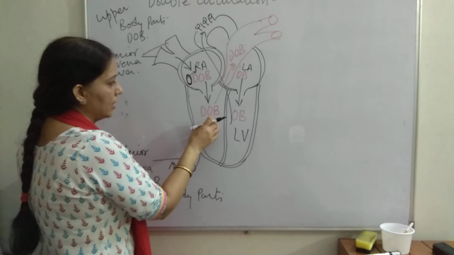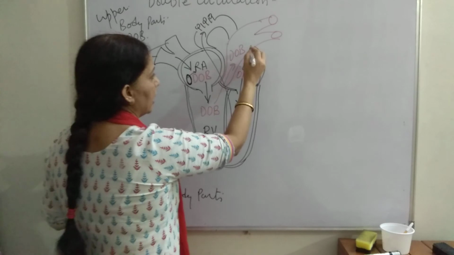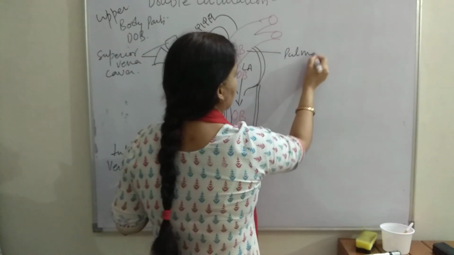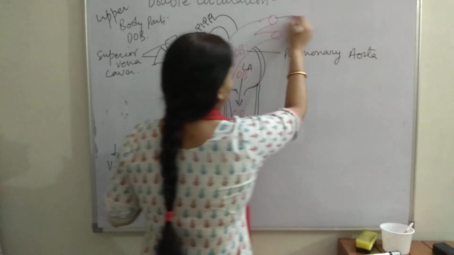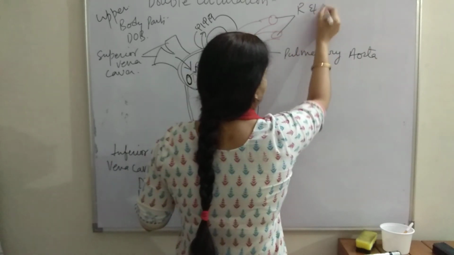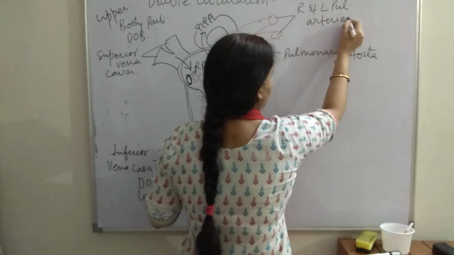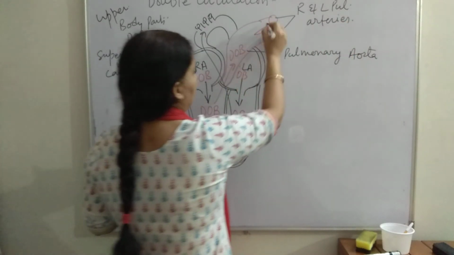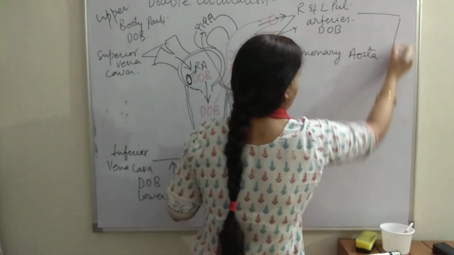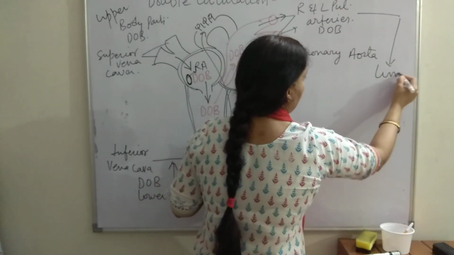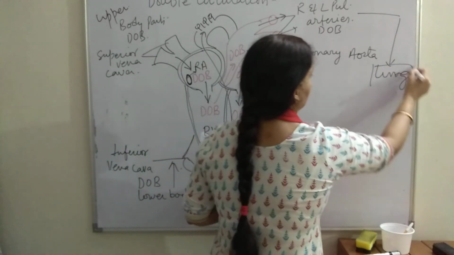So all deoxygenated blood comes from the right atrium into the right ventricle. From the right ventricle, it goes into the pulmonary aorta. This is the pulmonary aorta, and these are the right and left pulmonary arteries. So, through these two arteries, deoxygenated blood is carried to both the lungs, right and left. Lungs receive deoxygenated blood through pulmonary arteries.